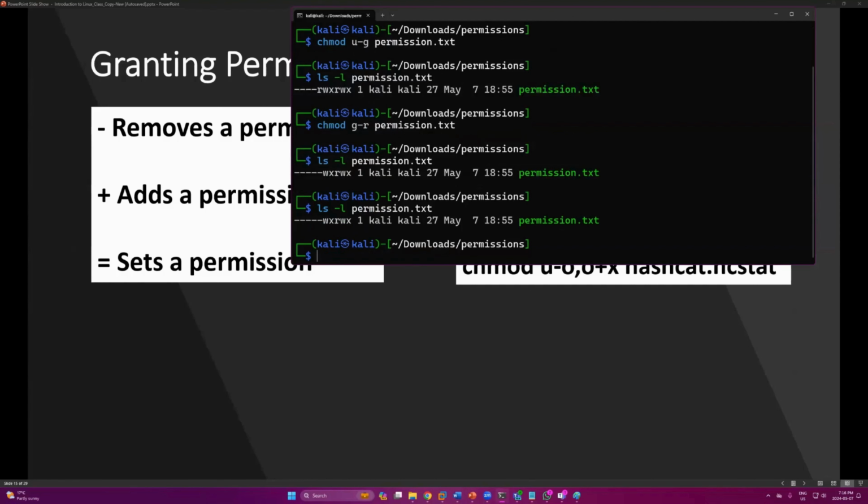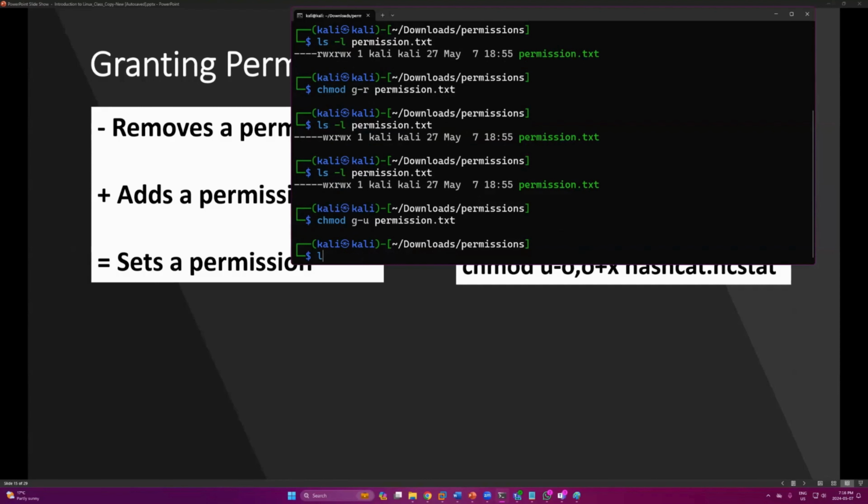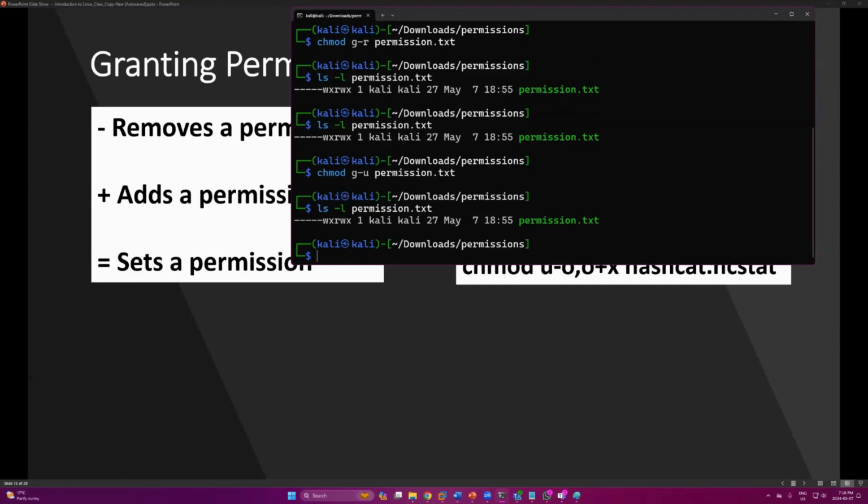So first of all, let's take a look over here. So we have group minus, so if I do G minus U, right? Let's try it. G minus U permissions.txt. What do you think is going to happen? It's not gonna work. Nothing happened. Why? Because there's nothing there yet to subtract. It's like 4 minus 0. It's still 4.